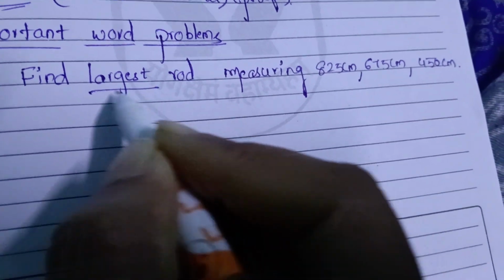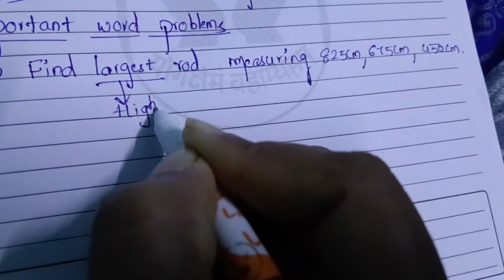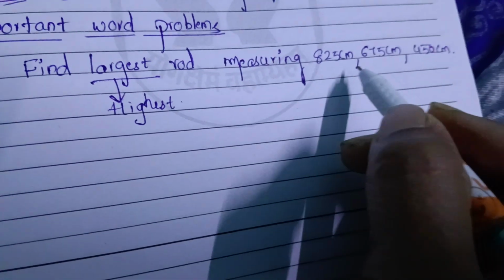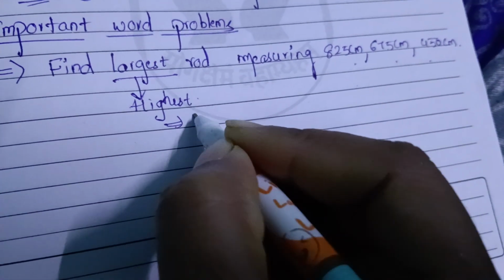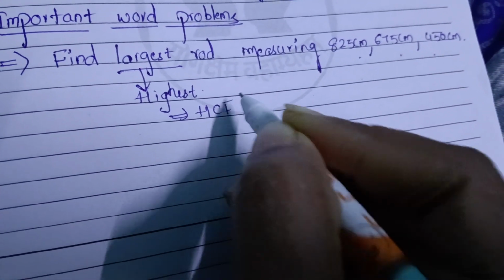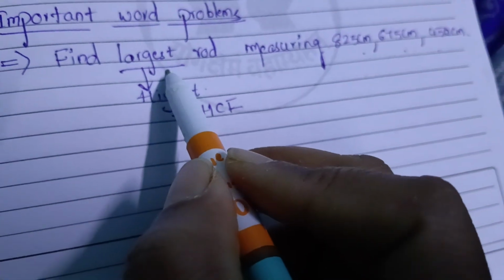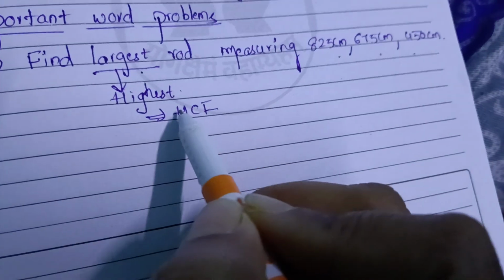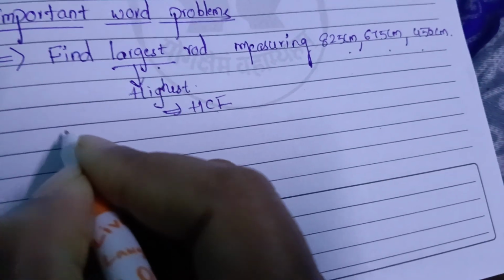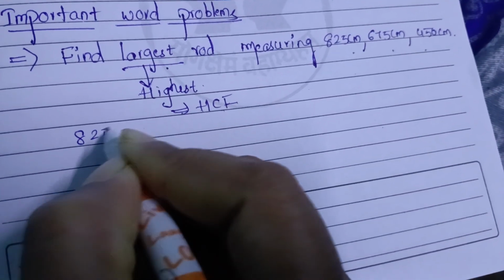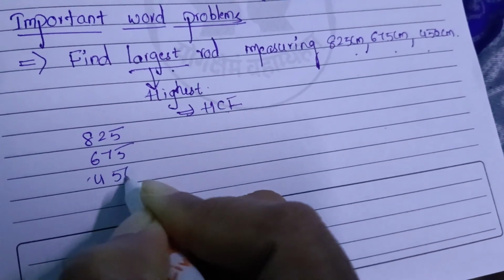Largest is nothing but highest, right? Highest common thing among these three, so what should we find here? HCF. Most of the time, observe the question first. If they have given largest, mostly it will be HCF only. Okay, coming to the question: 825, 675, 450, right?